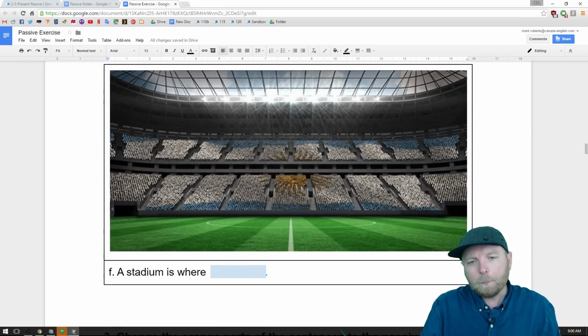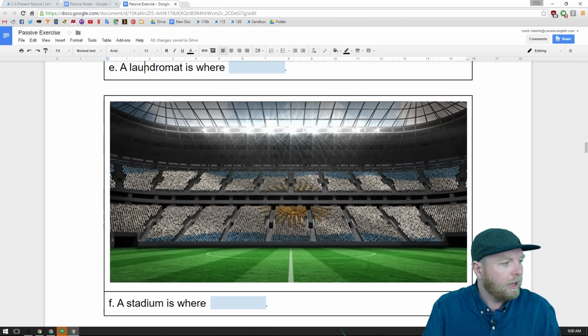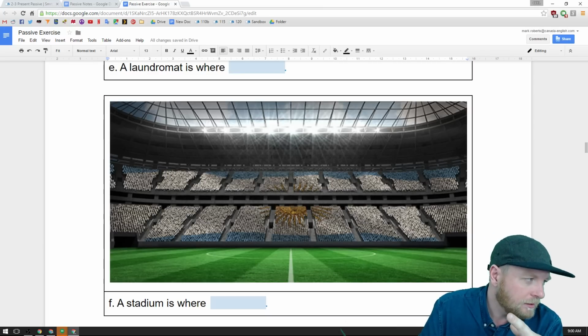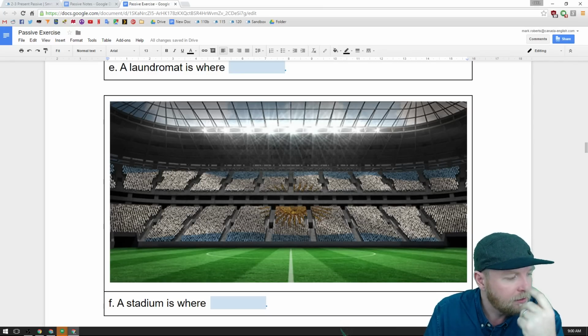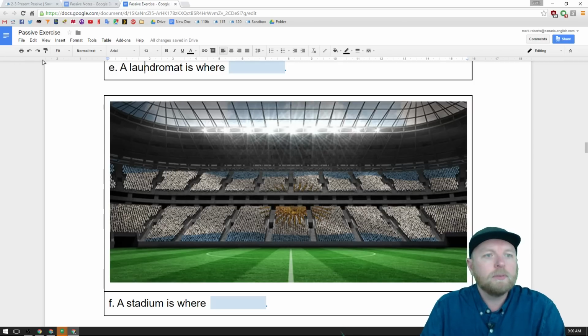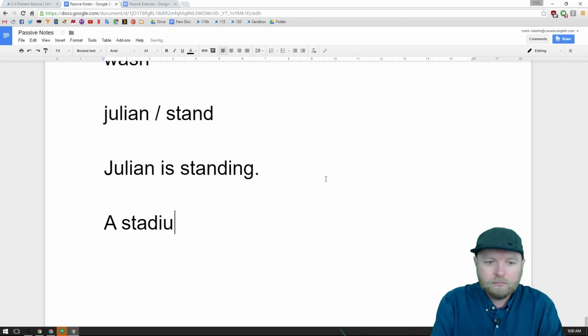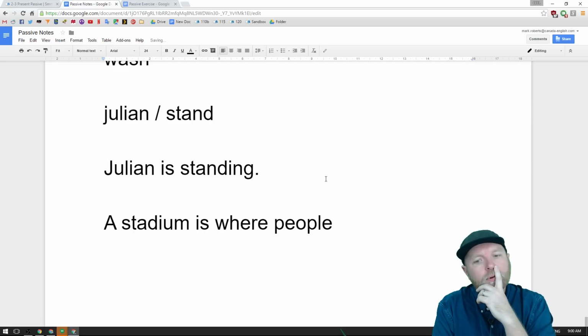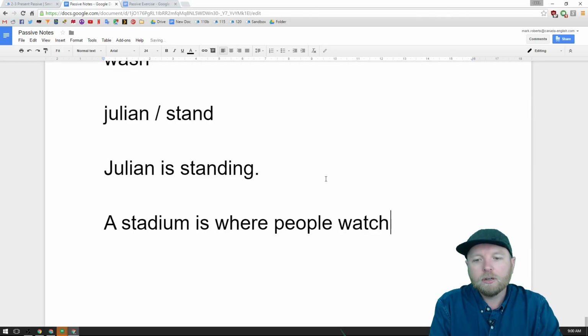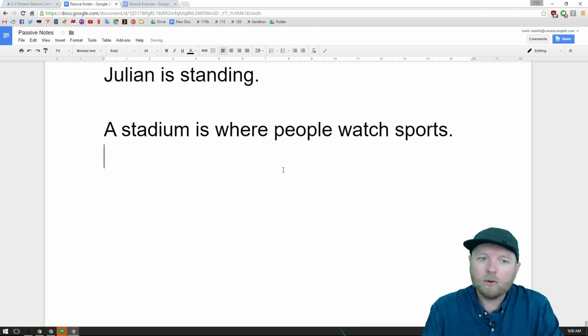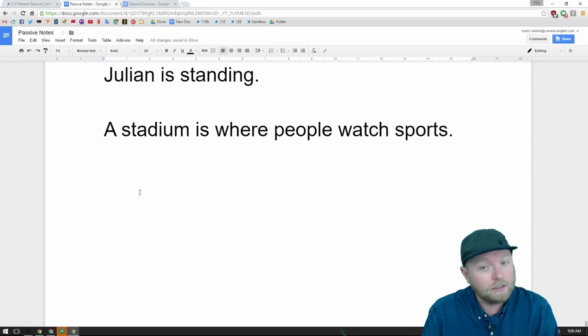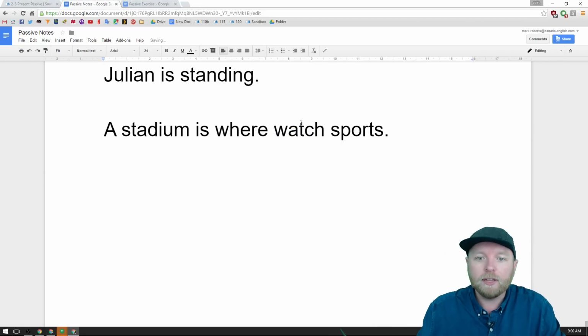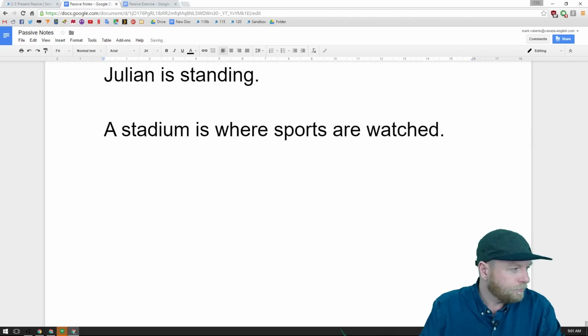Last one. A stadium is where, okay, Basil, your sentence is, okay. A stadium is where people, okay, people is a doer, right? What do people do? Watch sports. Okay, a stadium is where people watch sports. Okay, let's do another example. This is not passive, right? Because people is the doer. If I remove that, if I say sports, I need passive, right? So sports are watched. Okay.